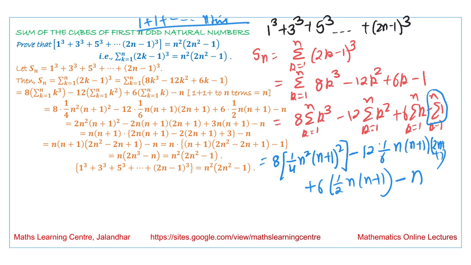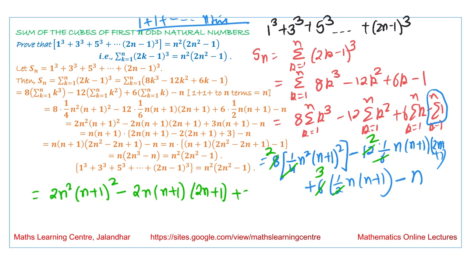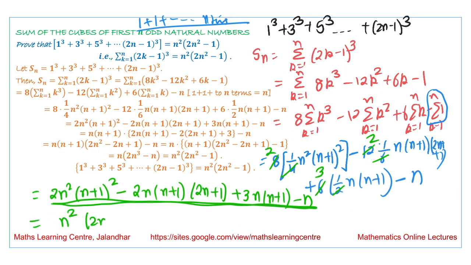Now if we solve all these values, this gets cancelled, we are left with 2, this gets cancelled, we are left with 2, this gets cancelled, we are left with 3. So we have over here 2n square into n plus 1 square minus 2n into n plus 1 into 2n plus 1 plus 3n into n plus 1 minus n. And if you open all these brackets, the final answer you will obtain is n square into 2n minus 2n square minus 1.